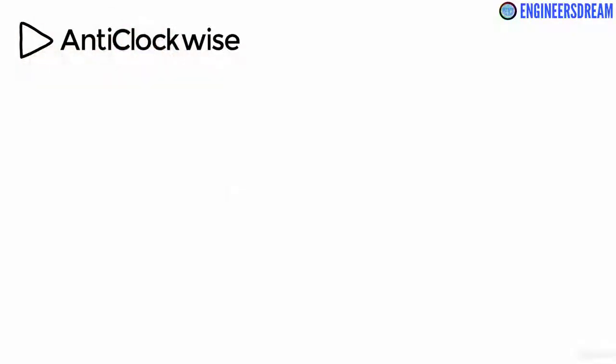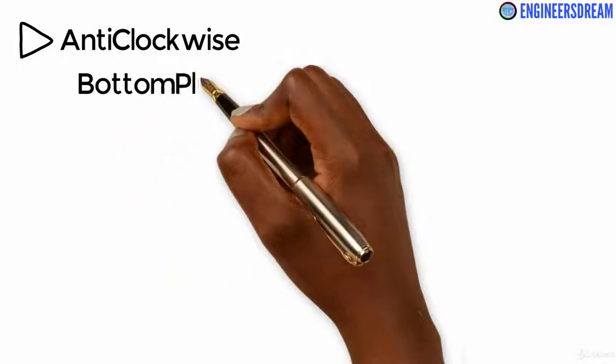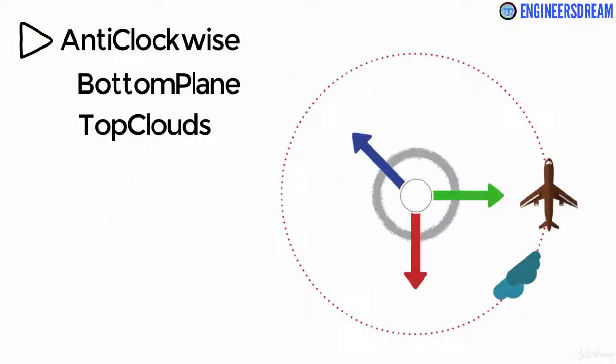Similarly, we will create another empty game object called anti-clockwise, and using the anti-clockwise empty game object, we will rotate the bottom plane and the top clouds in anti-clockwise direction using the same technique.